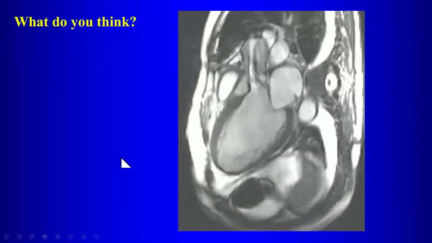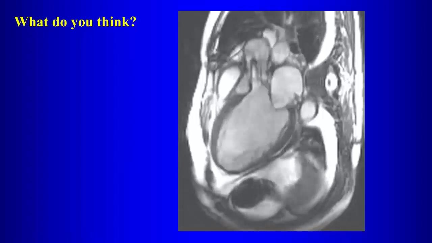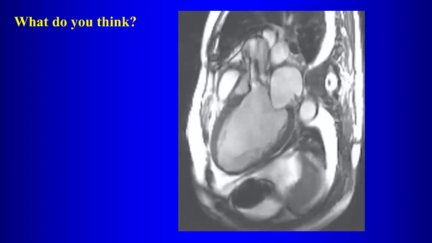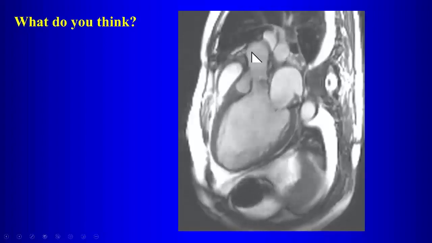All right. So you guys over here, what do you have to say about this case? What kind of view is this? What kind of study, what kind of view? Well, you should be able to tell me what kind of study this is. Bright blood, SSFP, what view is this? Yeah, it's an outflow tract view, so this is left atrium, left ventricle, aorta. What do you think of the size of the chambers? So what's dilated? What chamber is dilated? The left ventricle, right.